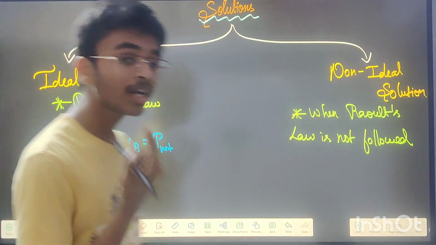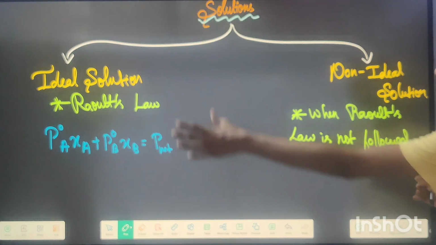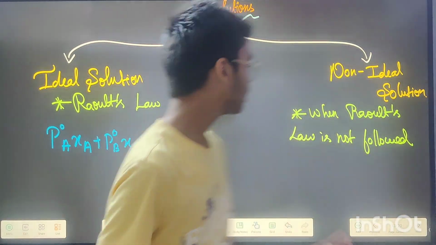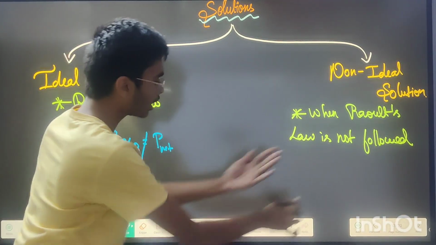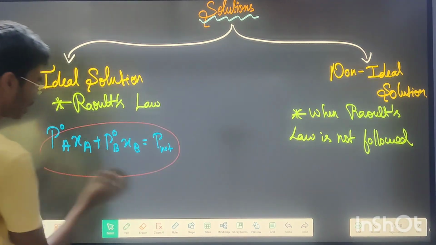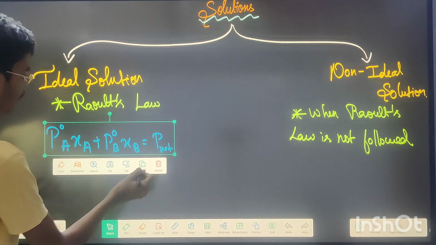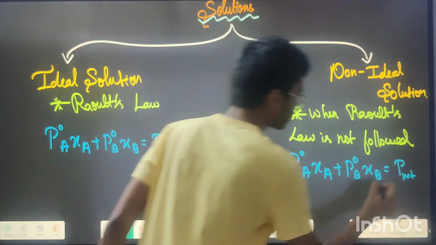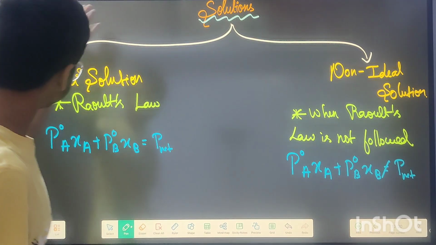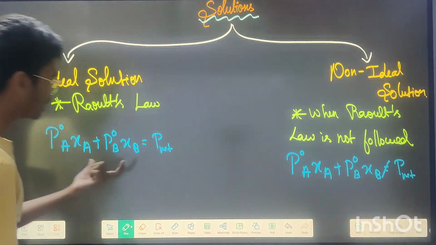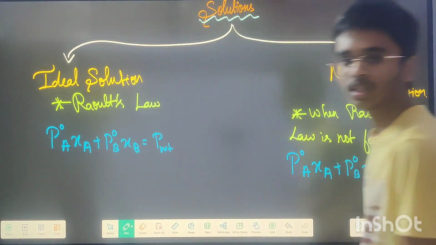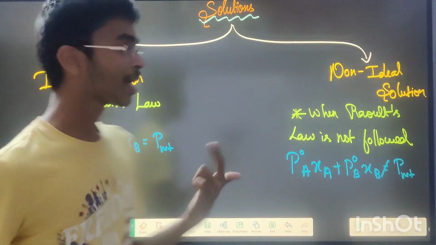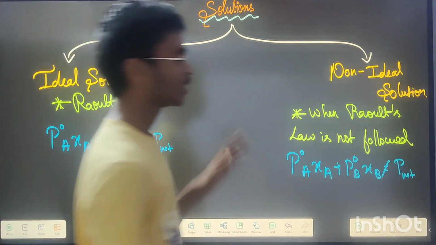Then what about a non-ideal solution? Here it is equality, so when this is equal, it is an ideal solution. But when it is not equal, it becomes a non-ideal solution. Here it is equal, hence it is an ideal solution, but here it is a non-ideal solution because it is not equal. For equality we use equality; for non-ideal we use inequality, less than or greater than, as in class 11 mathematics.